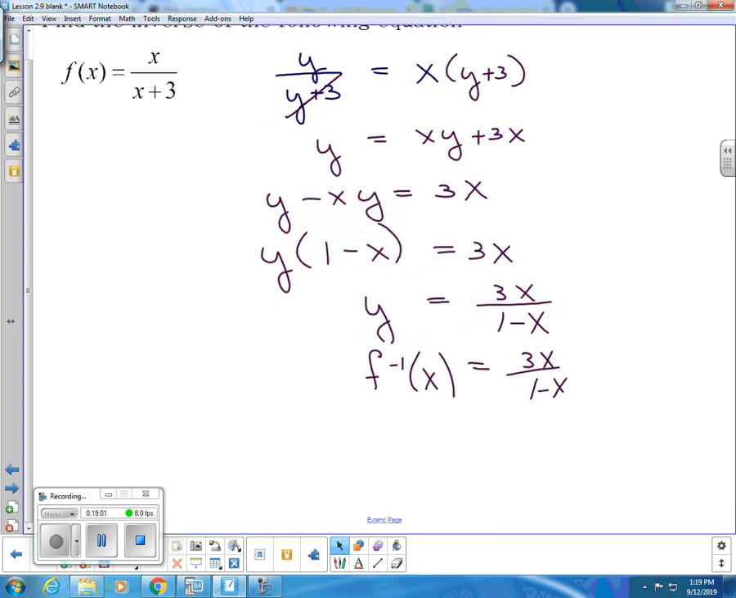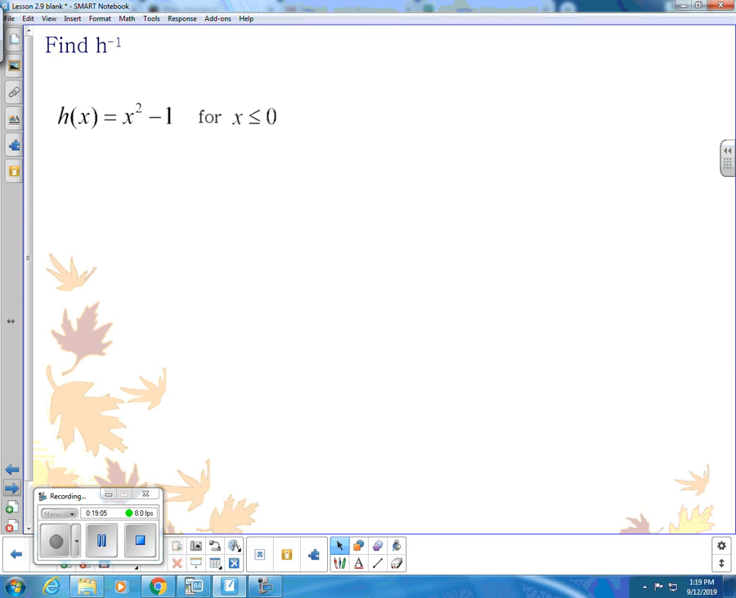Okay. Let's try another one. Okay, we have a function h that is x squared minus 1 for all x's greater than or equal to 0. Why do you think they had to say that? What does x squared minus 1 look like on a graph? Isn't it a parabola? It got dropped down one. Doesn't it look like this?